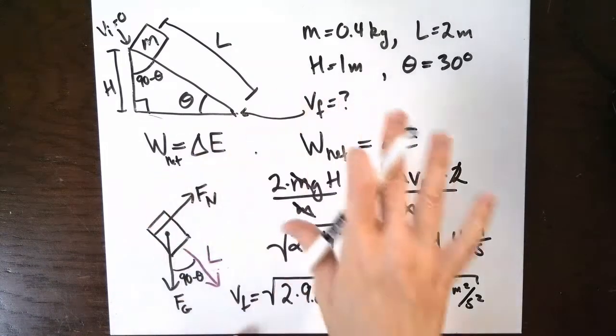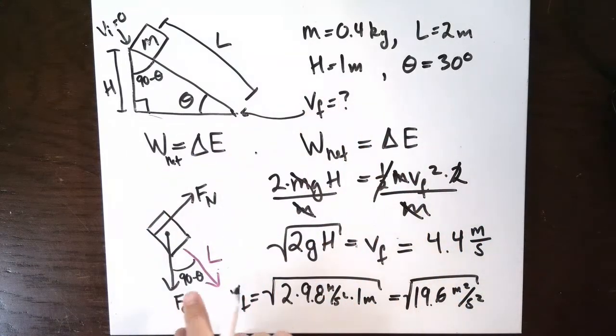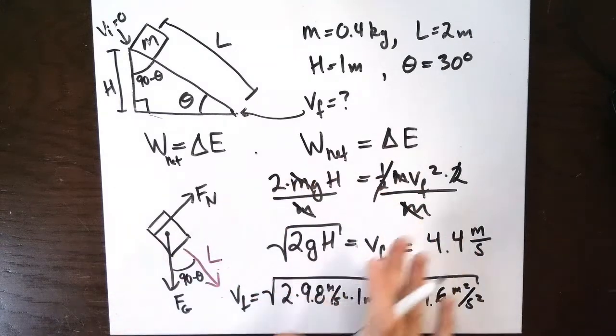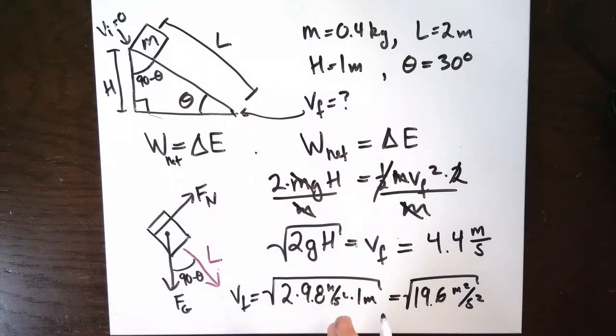And you'll notice we didn't have to do components, except we kind of did when we figured out the work. We had to be a little careful that we were only using the bit of gravity that was parallel to the displacement. Well, great. Now that we've figured out the speed, they've asked us about how much power is generated by gravity.